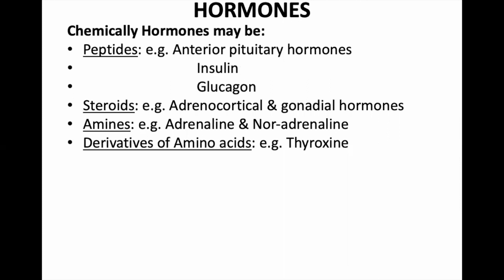Hormones are broadly divided as peptides, steroids, amines, and derivatives of amines. We'll be learning more in the form of simple names. You should know anterior pituitary hormones, insulin, glucagon, adrenocortical and gonadal hormones, adrenaline and noradrenaline, and thyroxine.